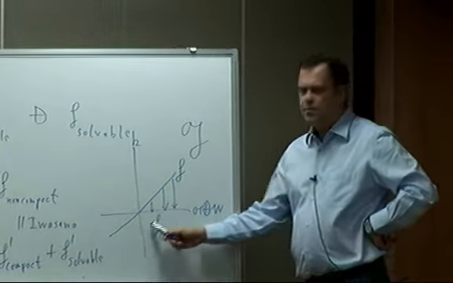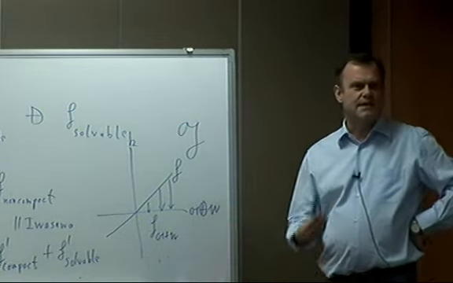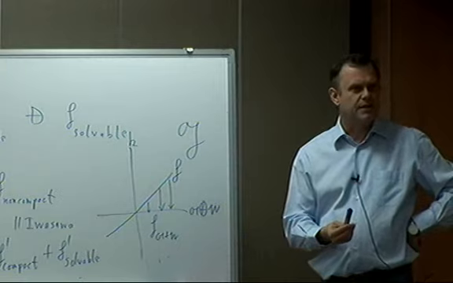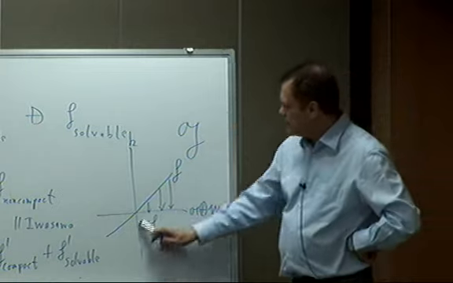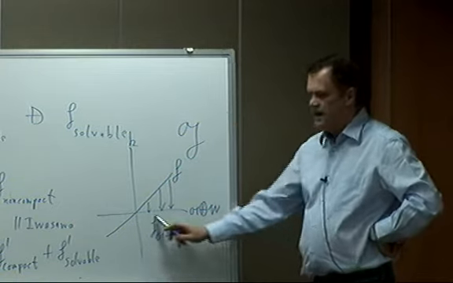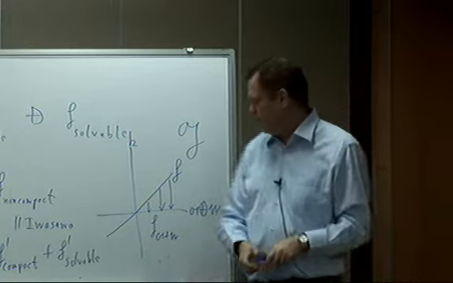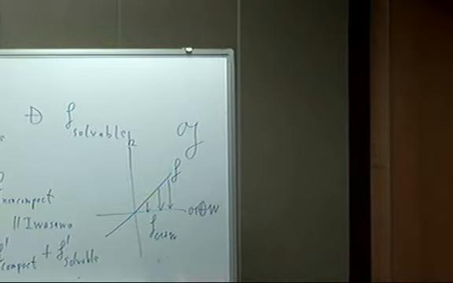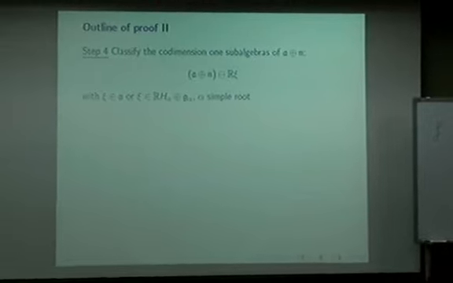Now this must be a subalgebra of codimension 1 in A plus n, because of the assumption of codimension 1 foliation. So now we arrive at the question here, what are the subalgebras of A plus n of codimension 1? And that's a simple problem which can be solved, a simple algebraic problem. Classify the codimension 1 subalgebras of A plus n.